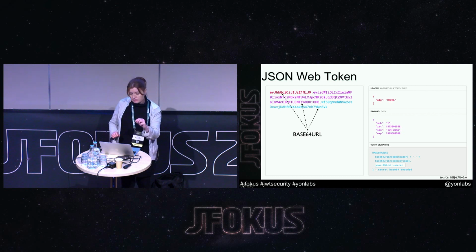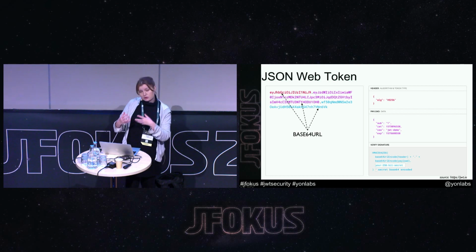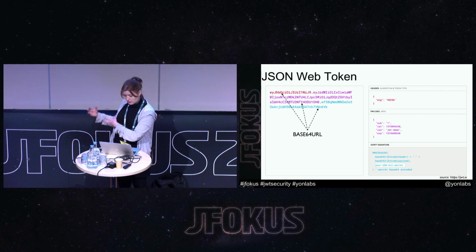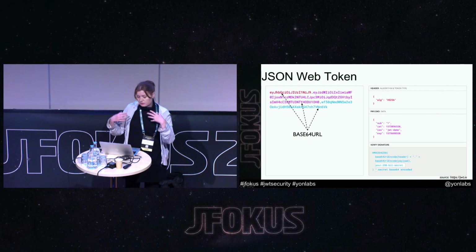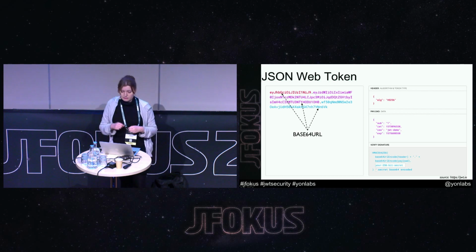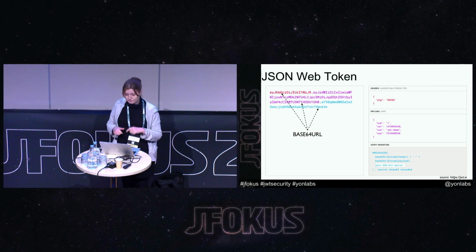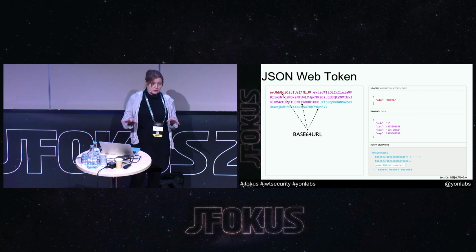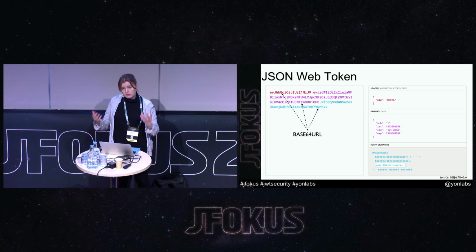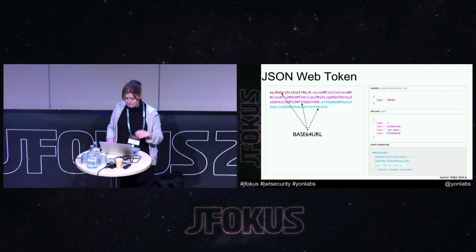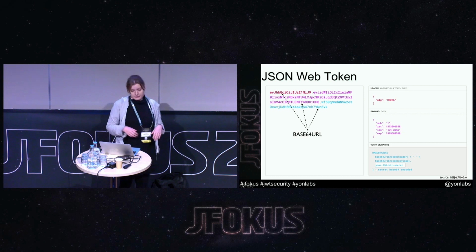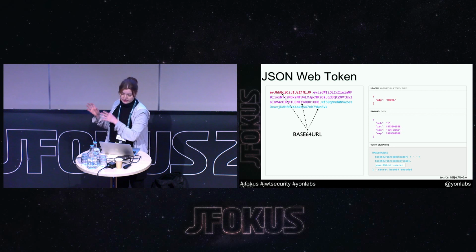In this case, you see that the header contains the algorithm used to generate the signature. And then the payload consists of a set of claims. In this case, we have 4 claims: the subject, issued at, issuer, and expiration. Those are not mandatory. You can use your own claims, whatever you want. And the signature depends on the algorithm. It's just a digitally signed concatenation of the header and the payload.